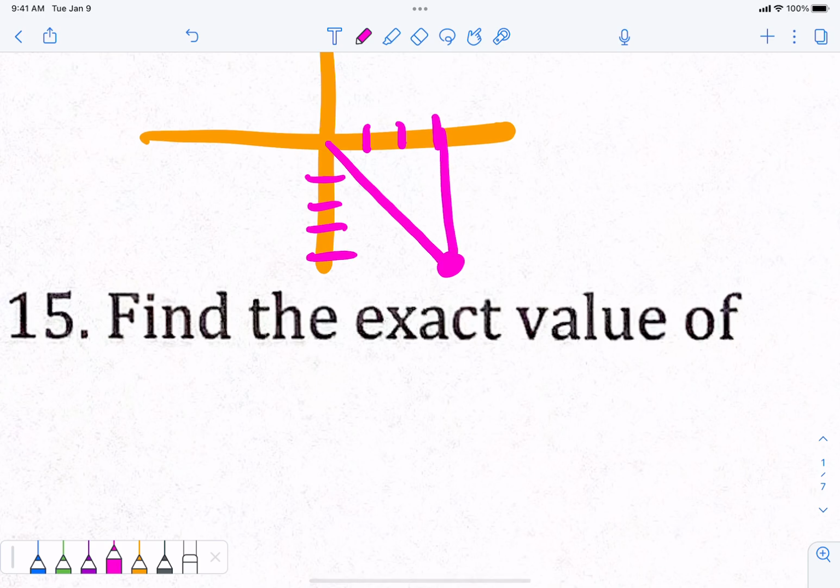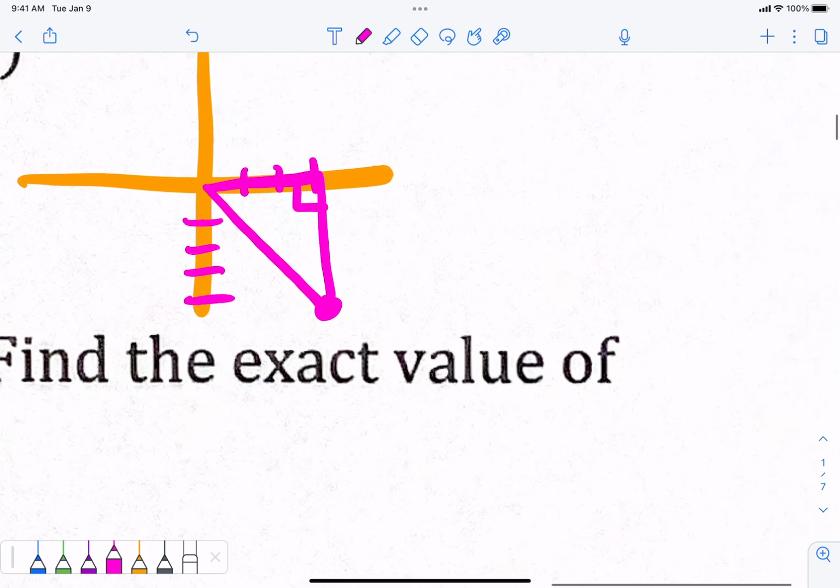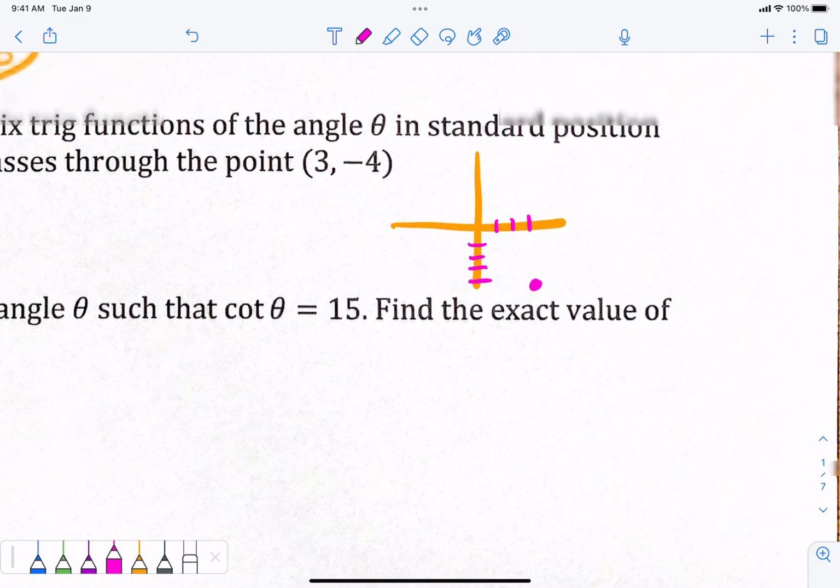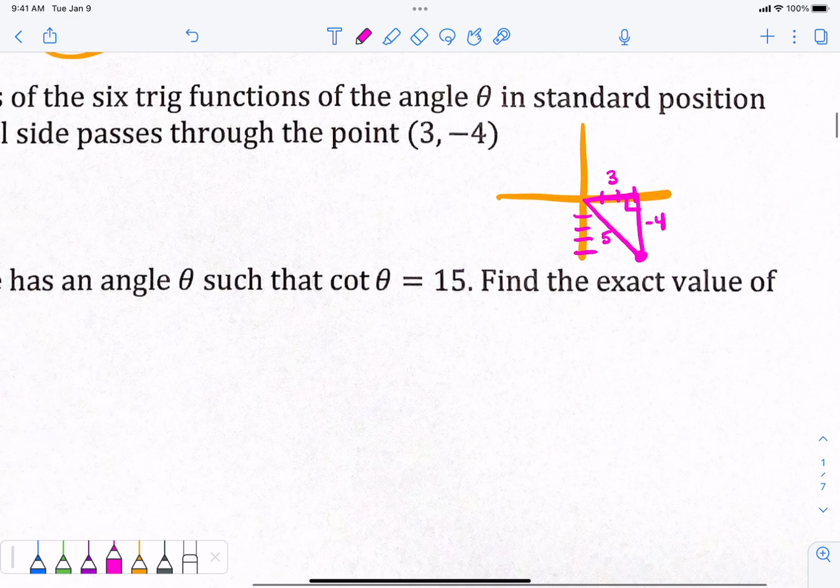Then I make them into a triangle. We make bow ties, not hourglasses, right? And my side lengths are 3, negative 4, 5. Make sure that 4 is negative, otherwise you're going to be in big trouble. This is a 3, 4, 5. And if it doesn't come out nicely, you do the Pythagorean theorem and just leave it as a square root.